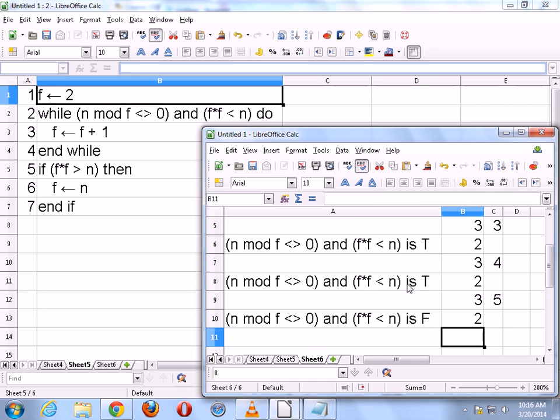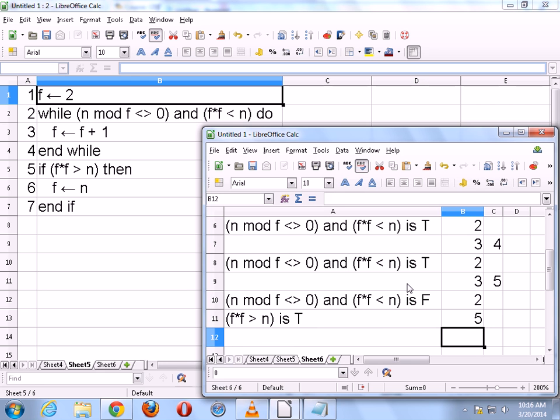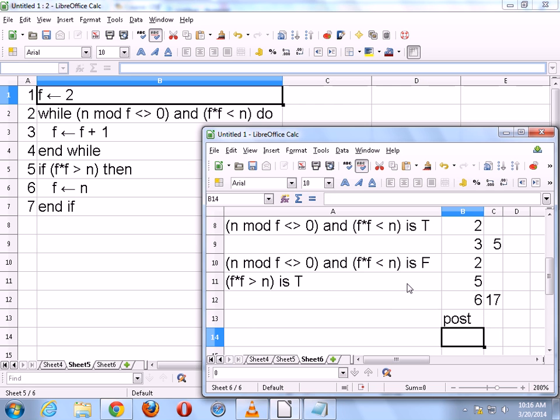So we exit the loop. But this time when we exit the loop, we are not getting to the postcondition because we have a conditional statement right next to the loop here, starting on line 5. On line 5, we check the condition. F is 5, 5 times 5 is 25. 25 is greater than n, which is 17, is true. So we have to go to line 6. Line 6 doesn't do a whole lot. It just copies the value of n, which is 17, to f. So f is now 17, reporting back that 17 has a prime factor of 17, which is what we wanted to do.